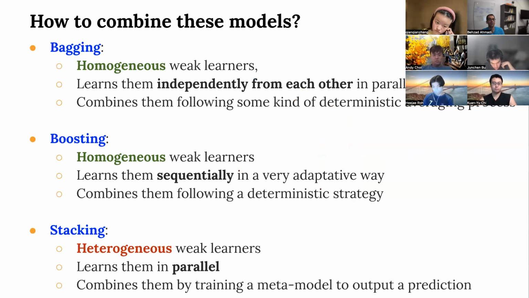In bagging, you have homogeneous weak learners. They all are the same. They learn independently of each other, in parallel, so you can expedite the training. Then you combine them by some sort of averaging process or majority voting. Let's say you train 10 weak learners, and if 9 or 8 of them say yes, you'll go with yes.